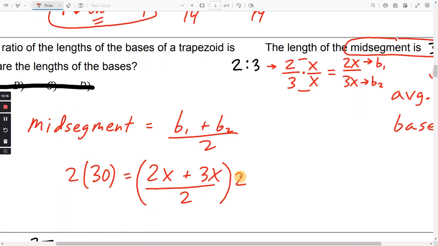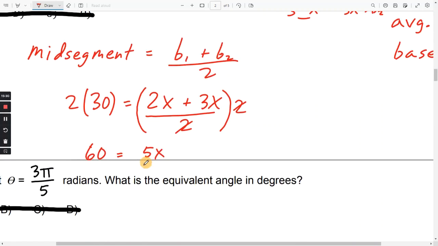And over here, 2 divided by 2 cancels. This is a denominator and a numerator. 2 times 30 is 60. 2x plus 3x is 5x. Okay, and now solving, the opposite of times 5 is divided by 5. It cancels here. And x is 60 over 5, which is just 12.